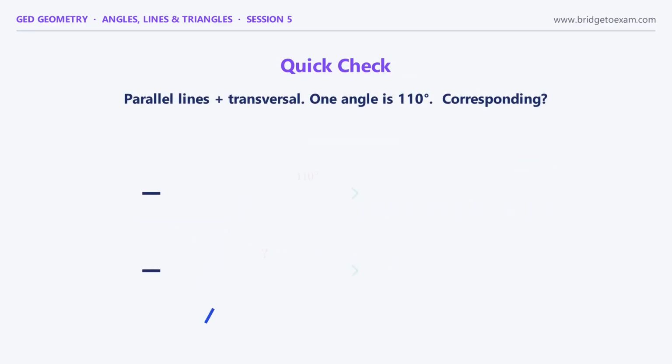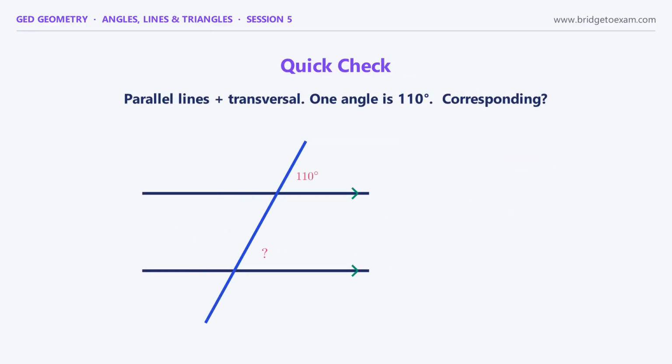Let's check your understanding. A transversal crosses 2 parallel lines, and one angle measures 110 degrees. What is its corresponding angle? Corresponding angles sit in the same position at each crossing, and when the lines are parallel, they are equal. So, the corresponding angle is also 110 degrees.